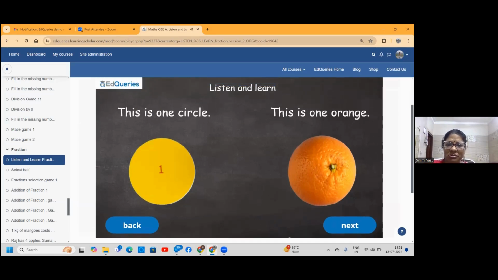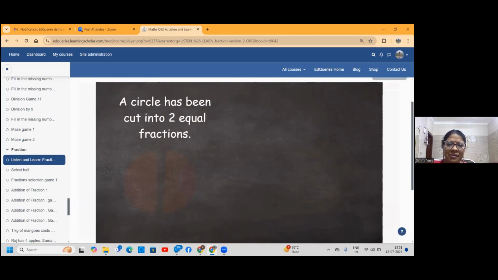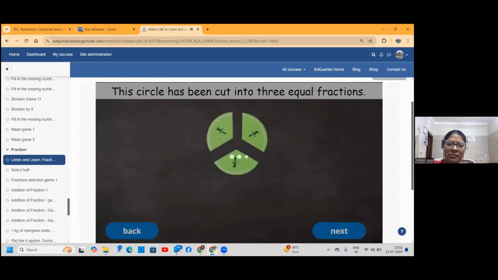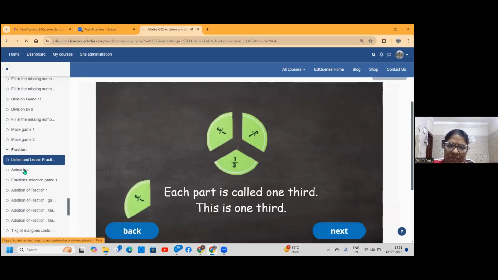Click next to go to the next screen, or click back to go to the previous screen. This is one whole circle. A circle has been cut into two equal fractions. This circle has been cut into three equal fractions. This is each one part and is called 1/3.